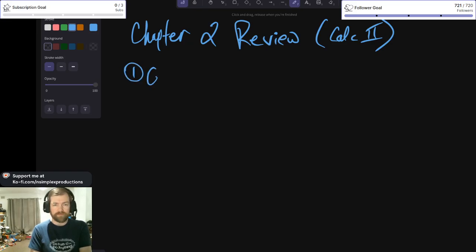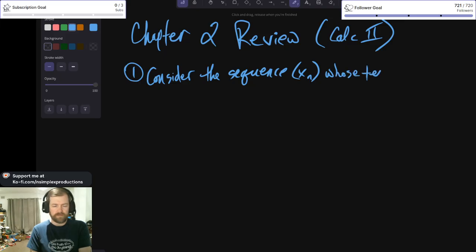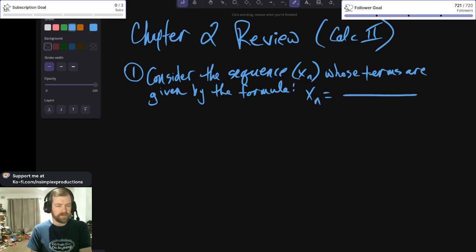All right, number 1. Consider the sequence x sub n whose terms are given by the formula x sub n is equal to cosine of n pi times sine squared n over the eth root of n.